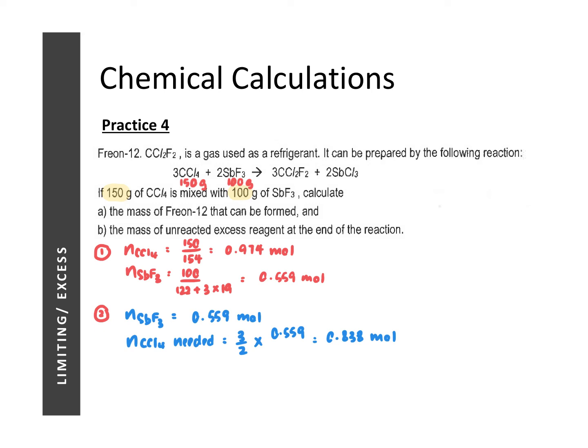Okay, the last thing is to compare the number of moles of CCl4 needed versus the number of moles of CCl4 present, which is found in step number 1, which is 0.974 moles. So over here we can see that the number of moles of CCl4 present is more than the number of moles of CCl4 needed. So what does that mean? It means that CCl4 is in excess and your antimony trifluoride SbF3 is limiting.